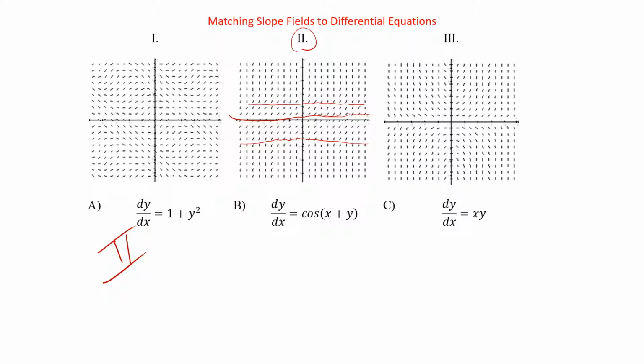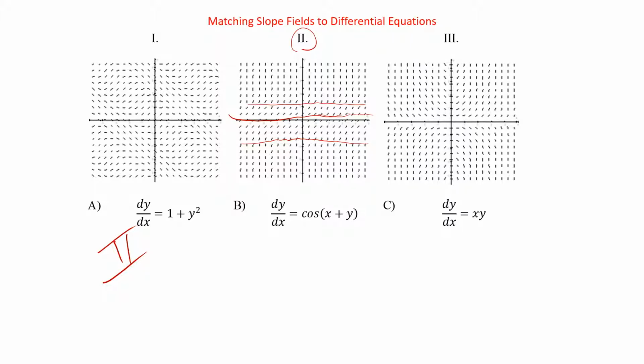Cosine of x plus y. Well, we know what cosine does. It makes waves, but when you have the x plus y in there, that's going to get a little bit weird. For instance, when x equals negative y, so on that negative diagonal, it's always going to be 0. Cosine of 0 is 1. So that negative diagonal is going to have to be 1. That one's a little bit weird. We can use process of elimination to help us out as well.